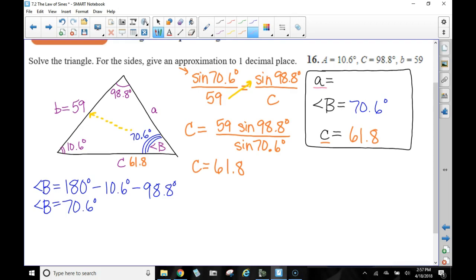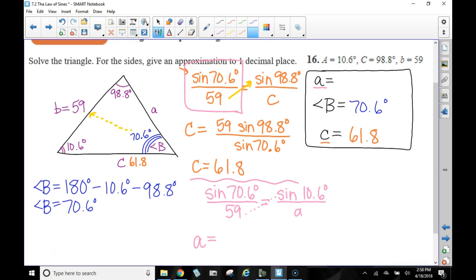For side A, I'm again going to use the law of sines. And again, I think I will use this part of it for one side of my proportion. The sine of 70.6 degrees is to its side opposite, 59. That's B. As the sine of 10.6 degrees, that's angle A, is to side A. So to find A, again, you're going to cross multiply and divide. This is going to be 59 times the sine of 10.6 degrees divided by the sine of 70.6 degrees. Now, when you crunch all that on your calculator, you would get A is 11.5. I'm going to label it over here as well.